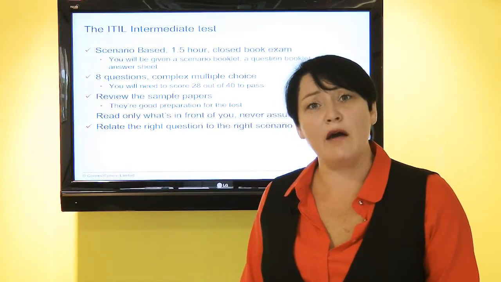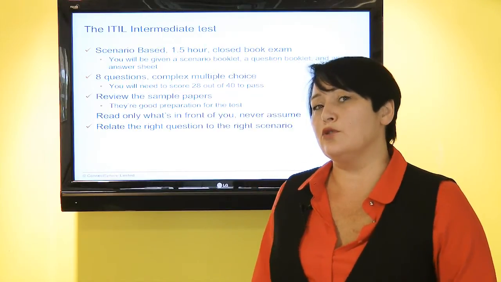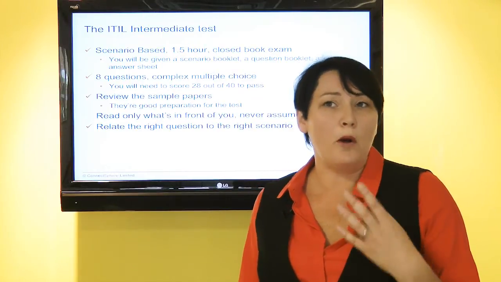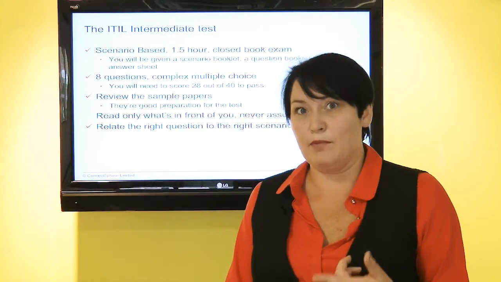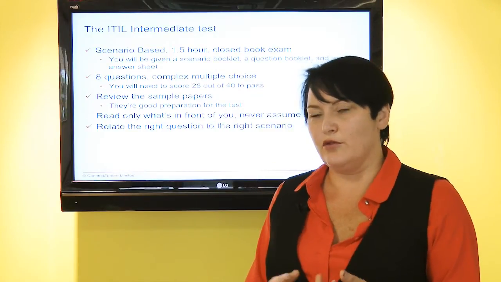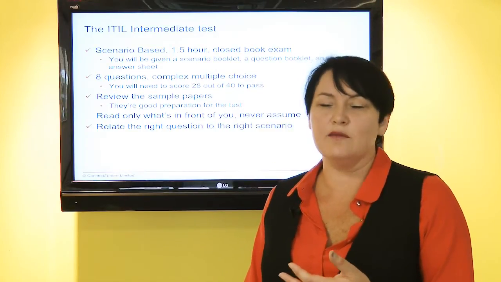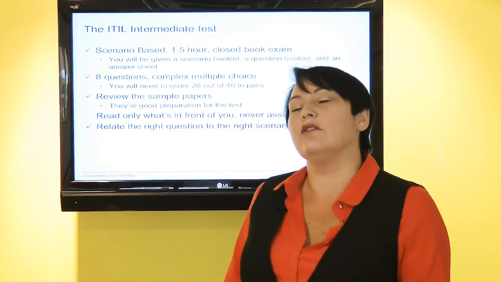So it's 1.5 hours, you get 8 questions, and they're what we call complex multiple choice. So you get 4 possible answers, you have a 5-pointer, which is the best possible answer, you have the second best answer, which will give you 3 points, the third best answer will give you 1, and we have what we call a distractor, which will give you 0 points.